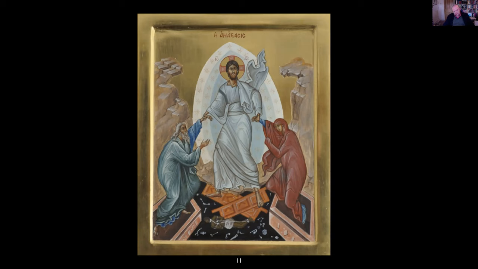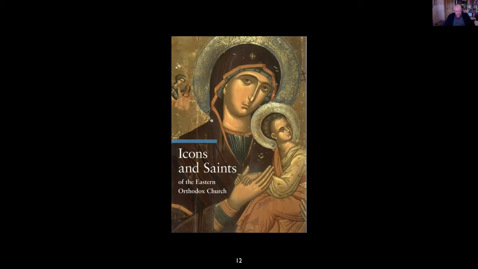That concludes our six-week journey examining the festal icons that you have housed here at St. John's Clevedon. For those who wish to learn more about this fascinating subject, I would recommend the following books. Icons and Saints of the Eastern Orthodox Church. Also, two superb and easily readable books by Lord Williams of Oystermouth, Rowan Williams, former Archbishop of Canterbury.